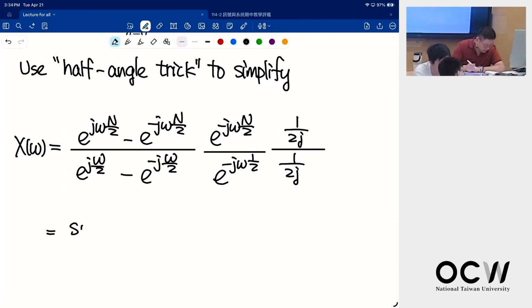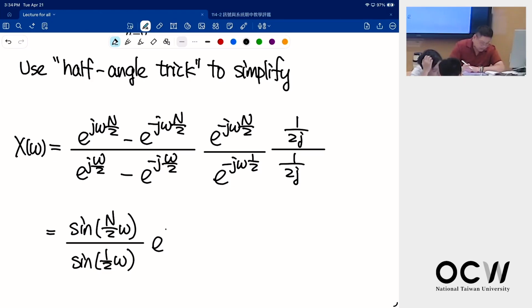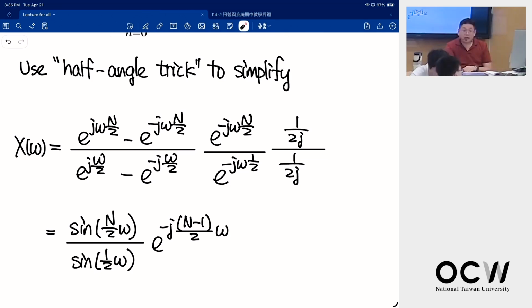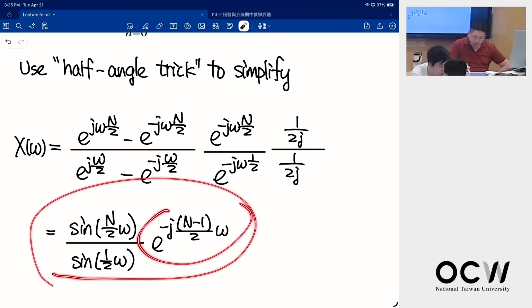So we have sine of capital N over 2 omega, divided by sine of 1/2 times omega, times complex exponential e to the minus j (N minus 1) divided by 2 times omega. So that's why you see a sinc function and I have a shift. Alright, so now to get this, that means that I shift in time domain by something.